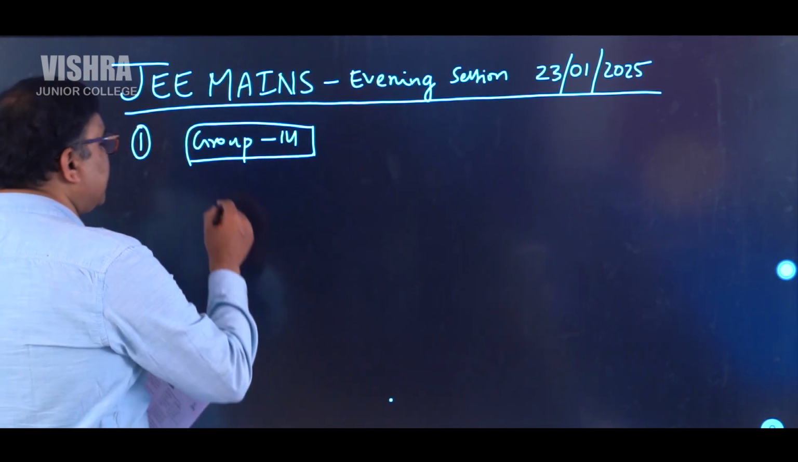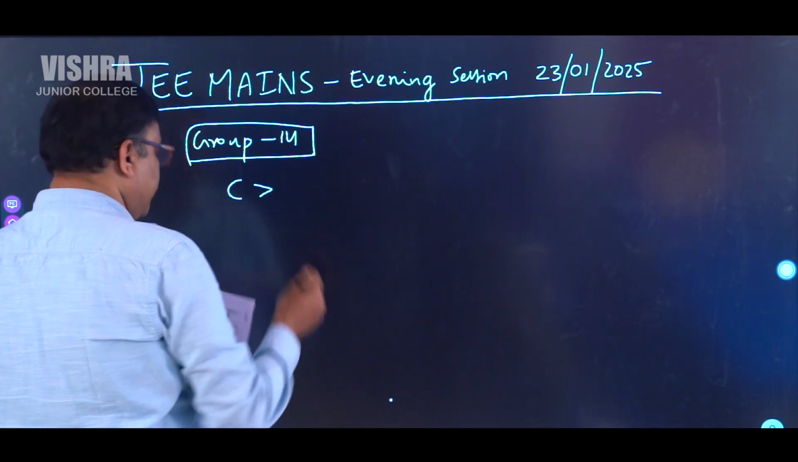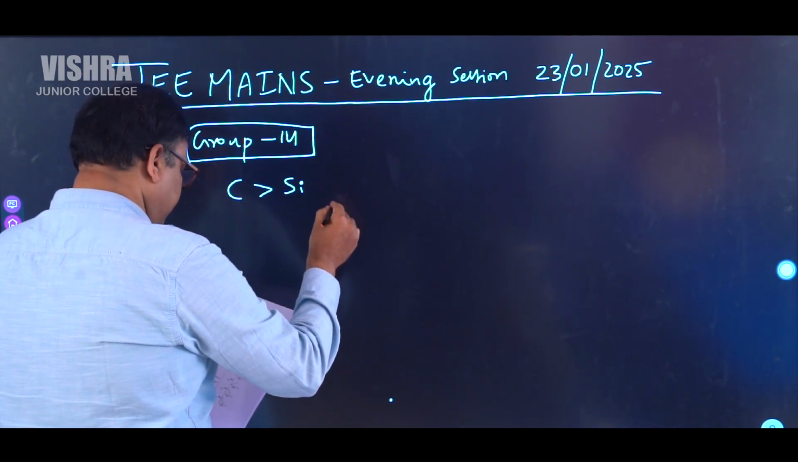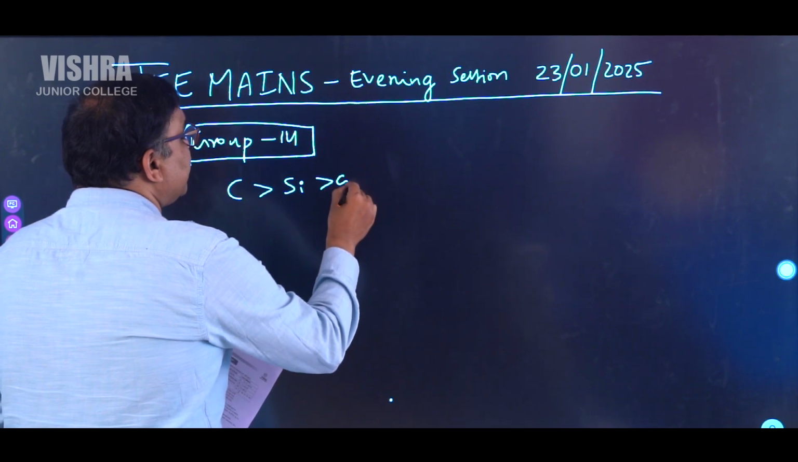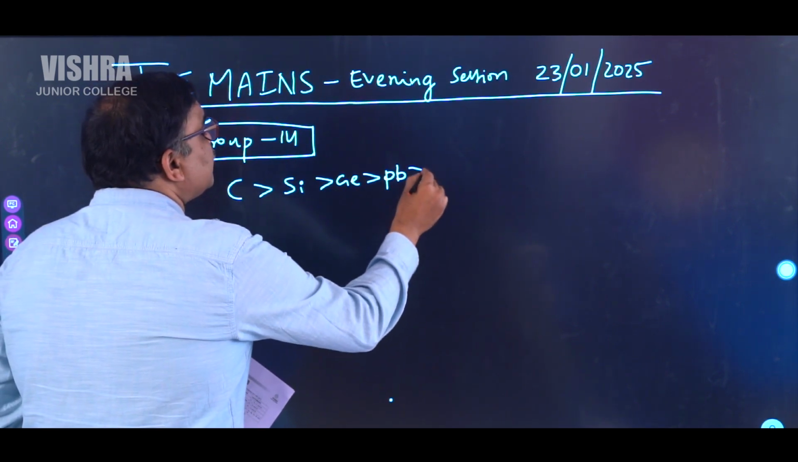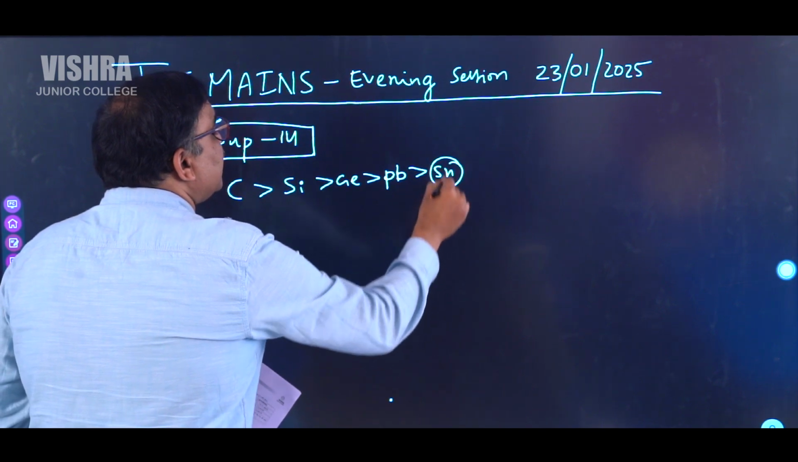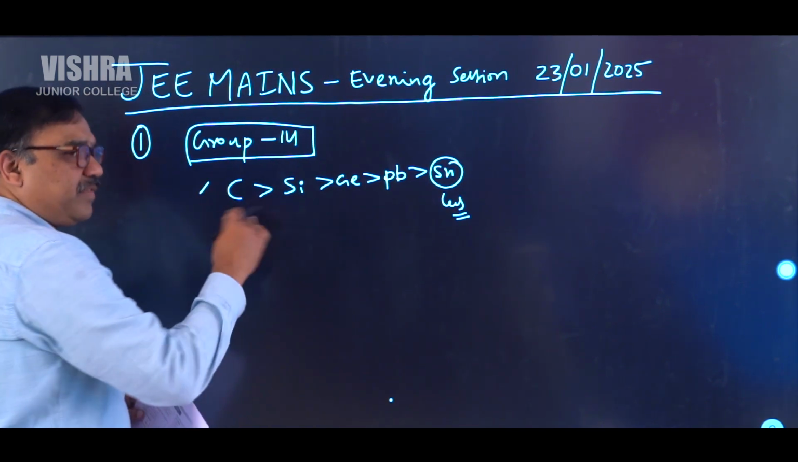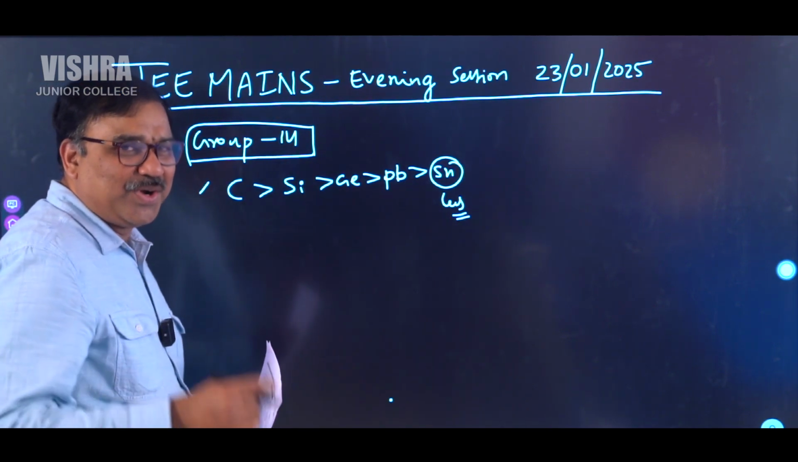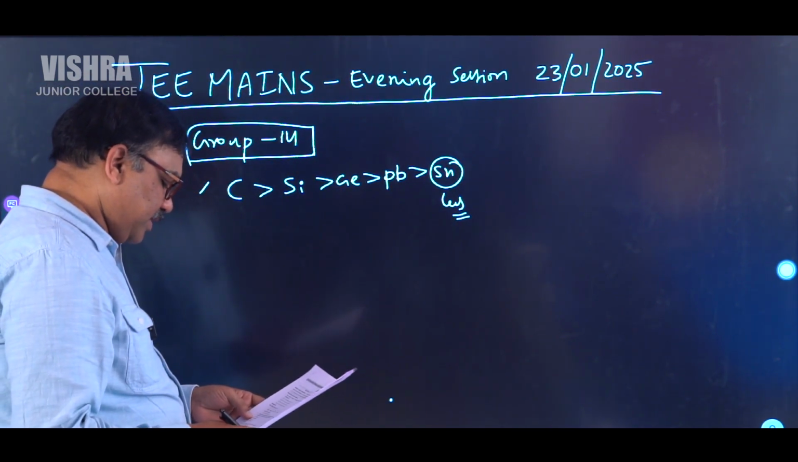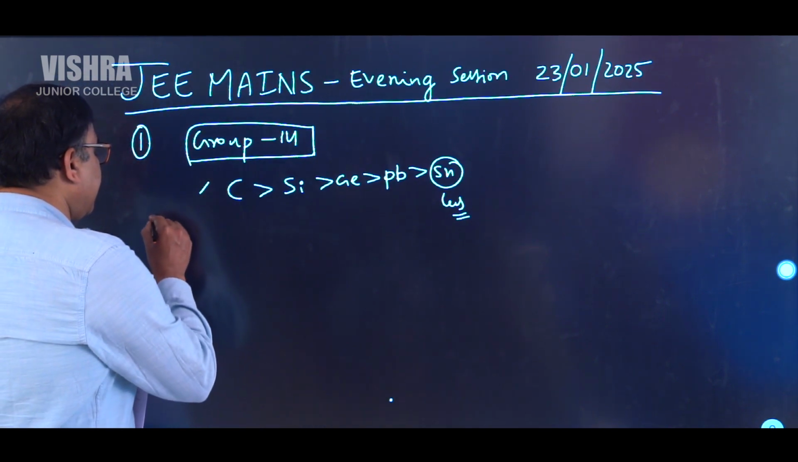The melting points are like this. Carbon will have the highest melting point, of course taking carbon in the form of diamond or graphite, and then germanium, then lead, and last we have tin. Tin will have the lowest melting point. So this is the option. Different orders are given. You have to identify the correct order, and this is the order which we can write. Then let us go to the second question.